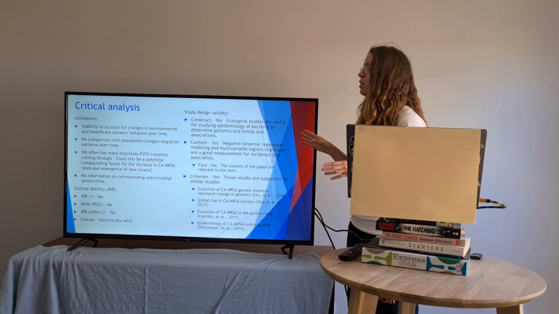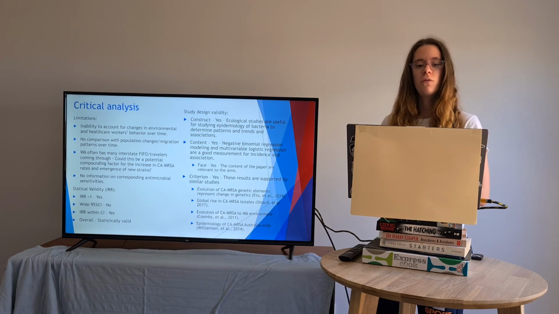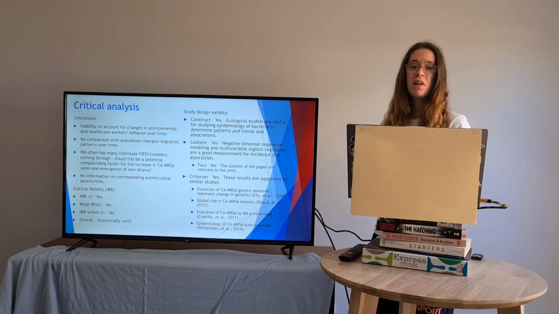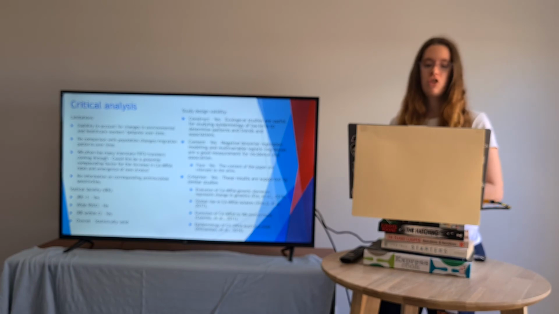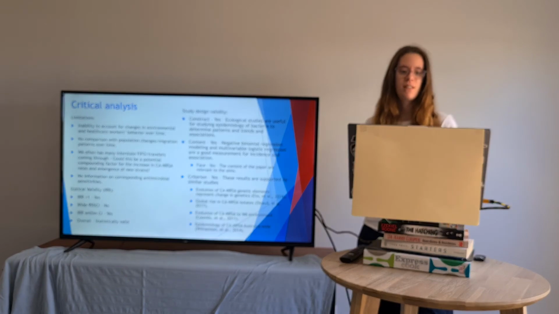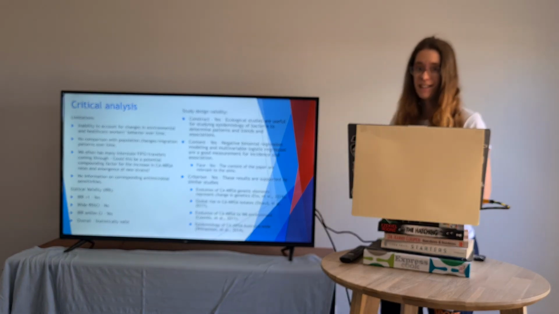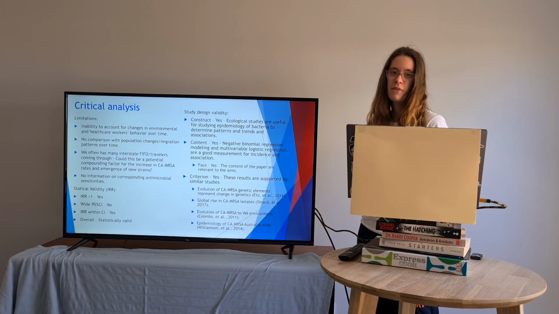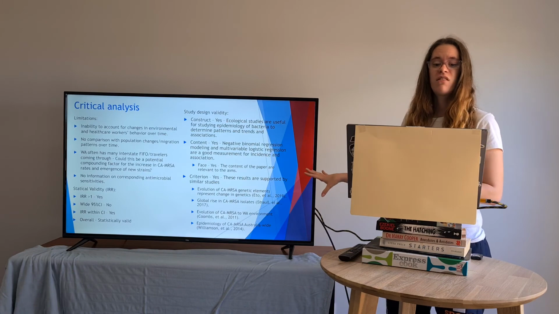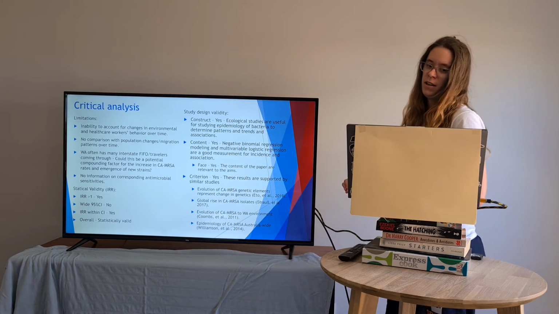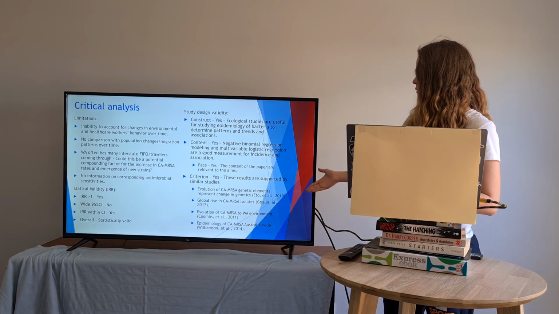Firstly is that of construct, and the ecological studies are quite useful for studying the epidemiology of bacteria and determining these patterns and trends. From a content point of view, we know that negative binomial regression modelling and multivariate logistic regression modelling are good measures for incidence and association. From a face criterion perspective, the contents of this paper are relevant to what they were trying to achieve. Lastly, the most important part, from a criterion perspective, the results from this study are then supported by similar studies. As we can see here, there are a few examples from similar timeframes across Australia.